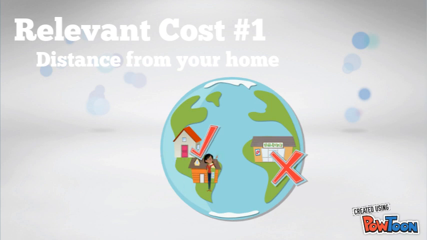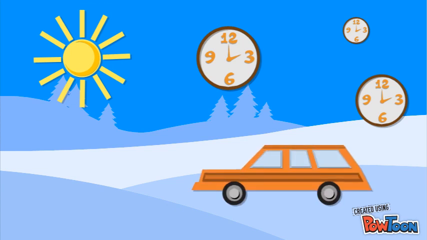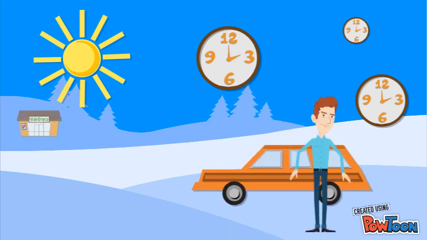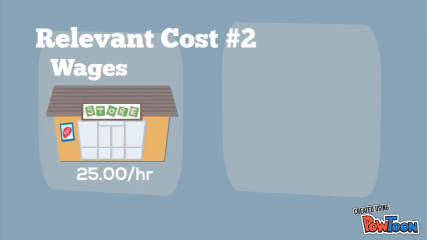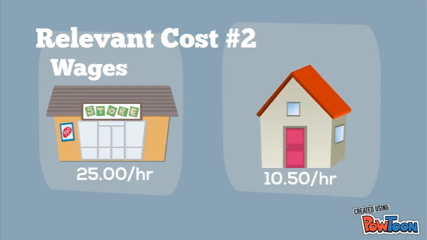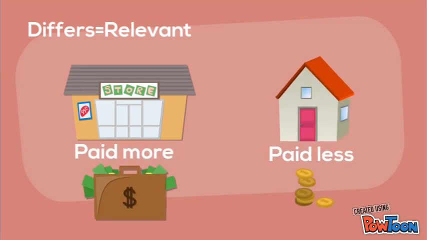It would take you more time to get to work and return home each day if you chose to take the full-time job, making this factor one that differs between the two choices. Another relevant cost would be the received pay. If the full-time job pays you $25 an hour, while the part-time job pays you $10.50 an hour, this significant pay difference would impact your decision. The two different pay choices between the two alternatives are relevant, as you would be paid more taking the full-time position.